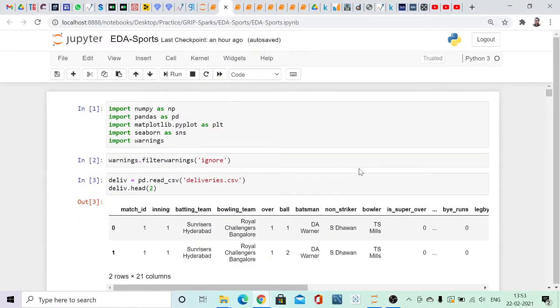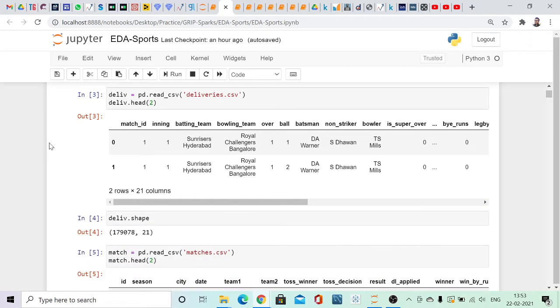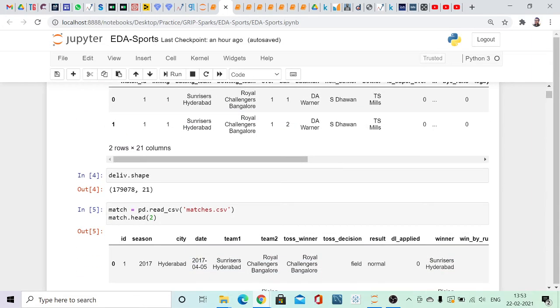Hello everyone. In this video we are going to see the exploratory data analysis of a sports dataset which contains data of Indian Premier League. Now I have imported basic libraries and then I loaded the datasets deliveries and matches. Now the deliveries dataset tells about each delivery which has been bowled in the IPL, and matches tells about all the matches which have been played till date.